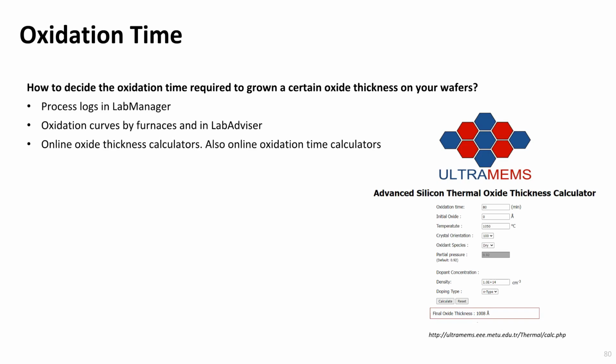Look up the oxidation curves for common oxidation processes at DTU Nanolab by the furnaces or in Lab Advisor. It is also possible to use one of the many available online oxide thickness or oxidation time calculators. For example, the calculator made by UltraMems. It will not give a 100% precise oxidation time, but a good starting point. The UltraMems calculator is currently quite precise for the furnaces in the clean room at DTU Nanolab.